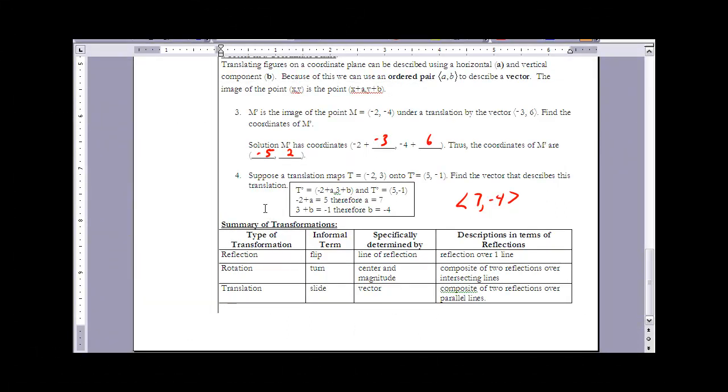Alright, let's take a look at our last example. It says suppose the translation maps T onto T prime, and we have the coordinates of those 2 points. Find the vector that describes this translation. To find that vector, I need to solve these 2 equations. Basically, I'm saying -2 plus what number gives me 5, and 3 plus what number gives me -1. The values we would get there would be 7. If I put 7 in for a, that's going to get me to 5. And if I put -4 in for b, that's going to get me to -1. Therefore, the translation vector that I would use is ⟨7, -4⟩.